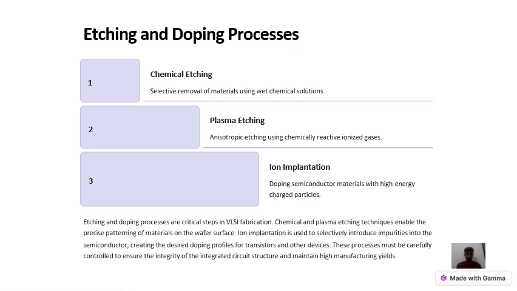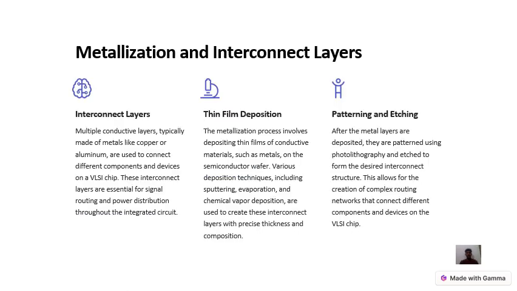Etching and doping processes are critical steps in VLSI fabrication. Chemical and plasma etching techniques enable the precise patterning of materials on the wafer surface. Ion implantation is used to selectively introduce impurities into semiconductors, creating the desired doping profiles for transistors and other devices. This process must be carefully controlled to ensure the integrity of the integrated circuit structures and maintain high manufacturing yield.